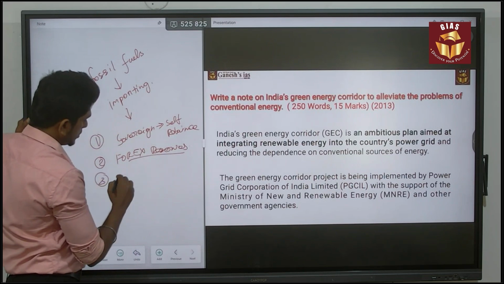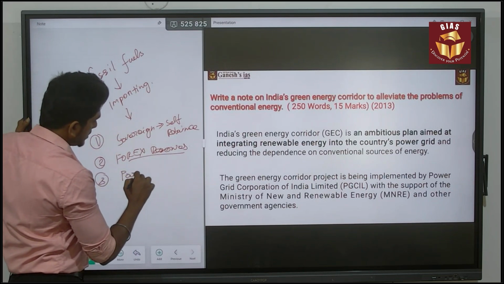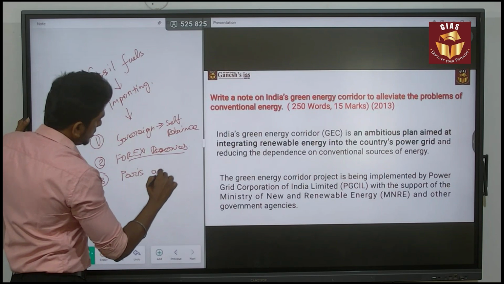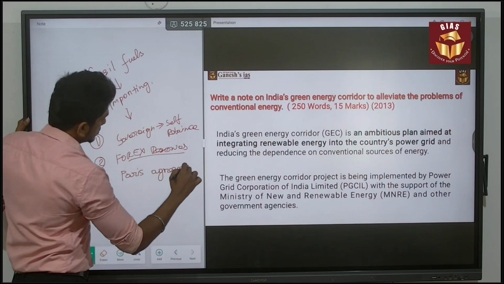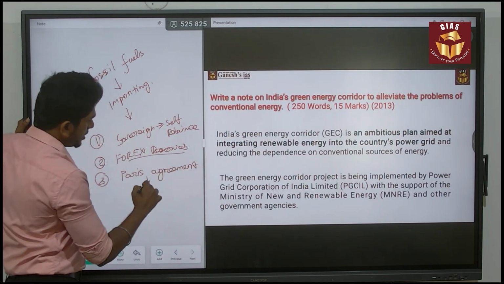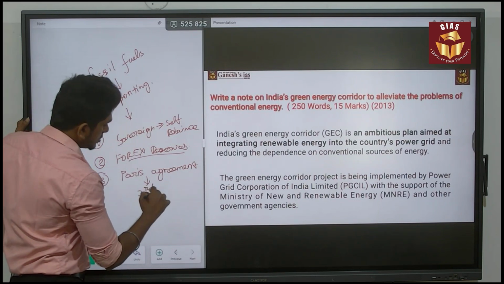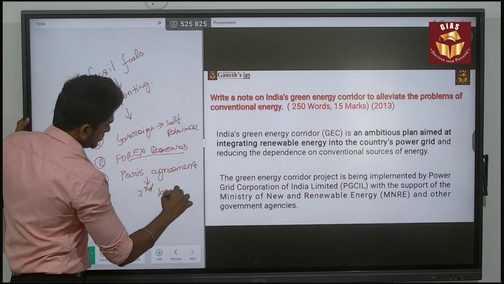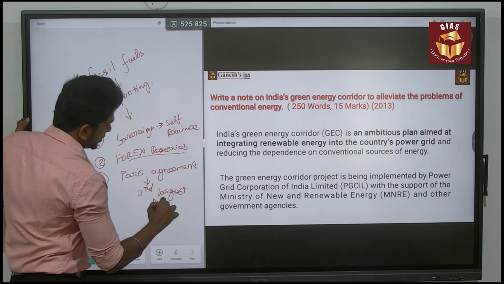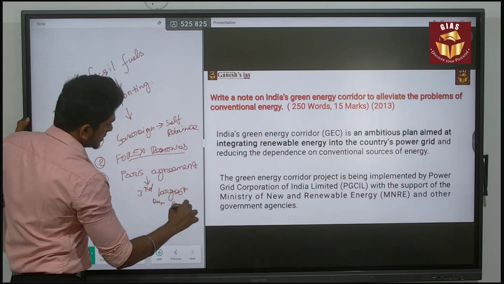Third is about commitment to the Paris Agreement. India made the commitment. The reason why we made a commitment is that India is the third largest emitter of greenhouse gases.